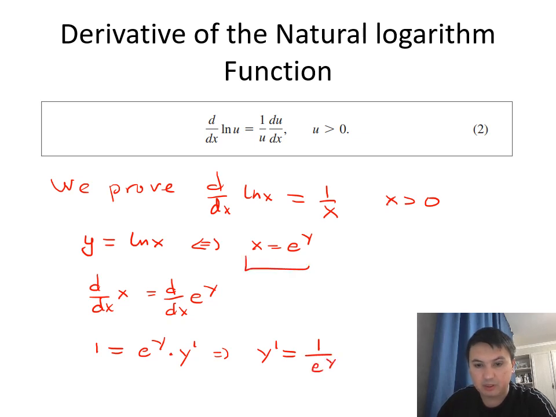And then we remember that e to the y was nothing but x. So this is 1 over x.